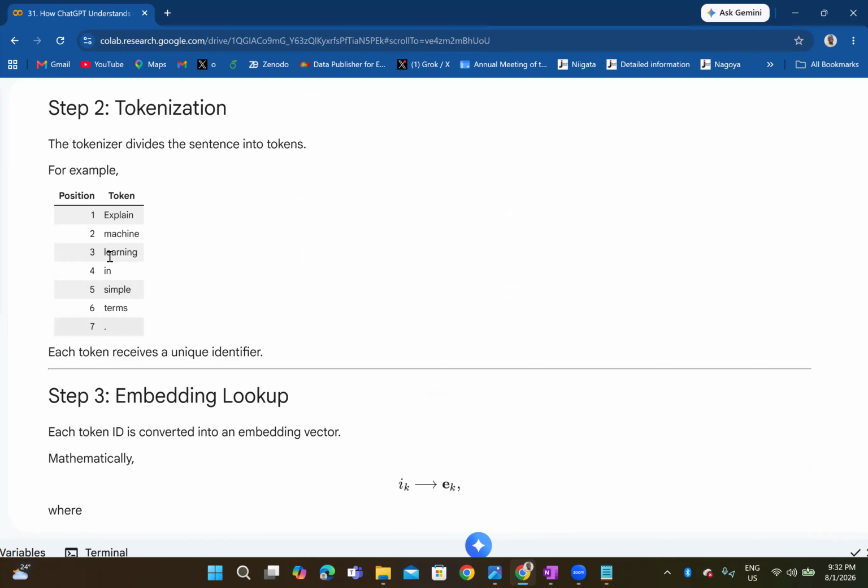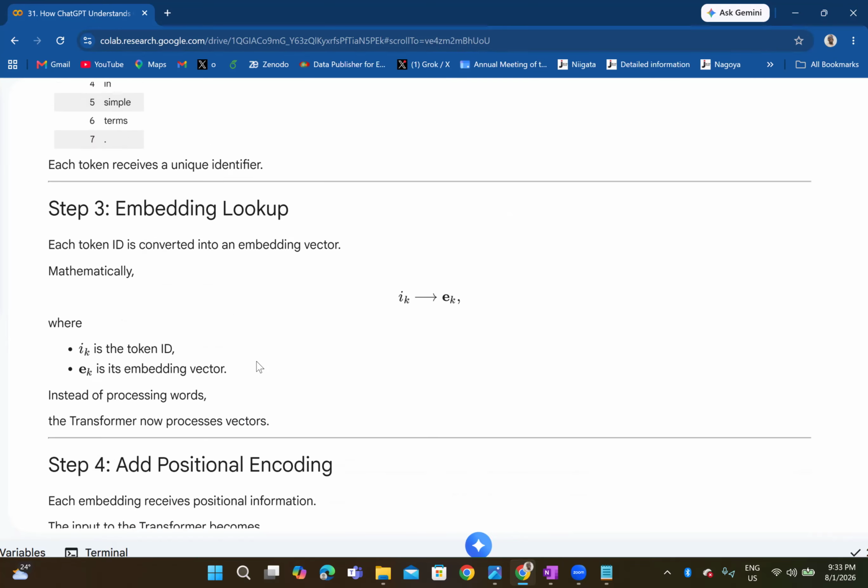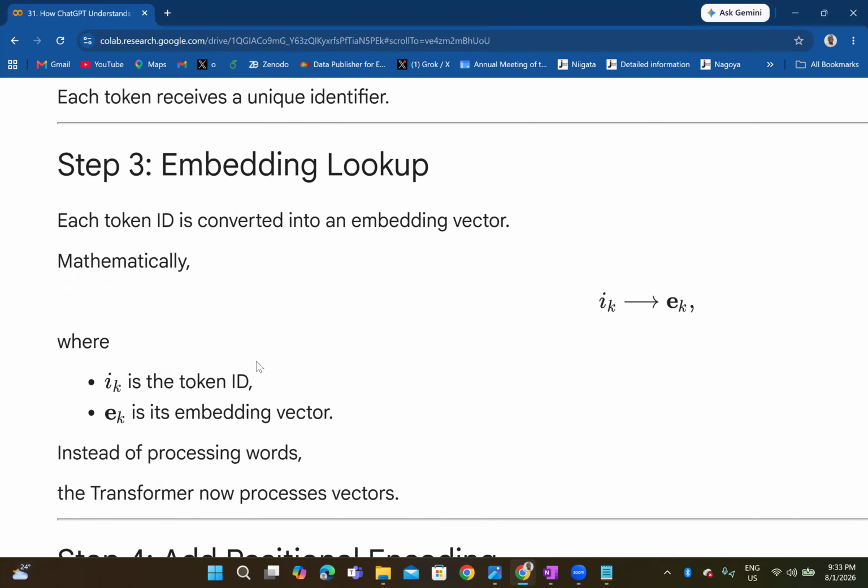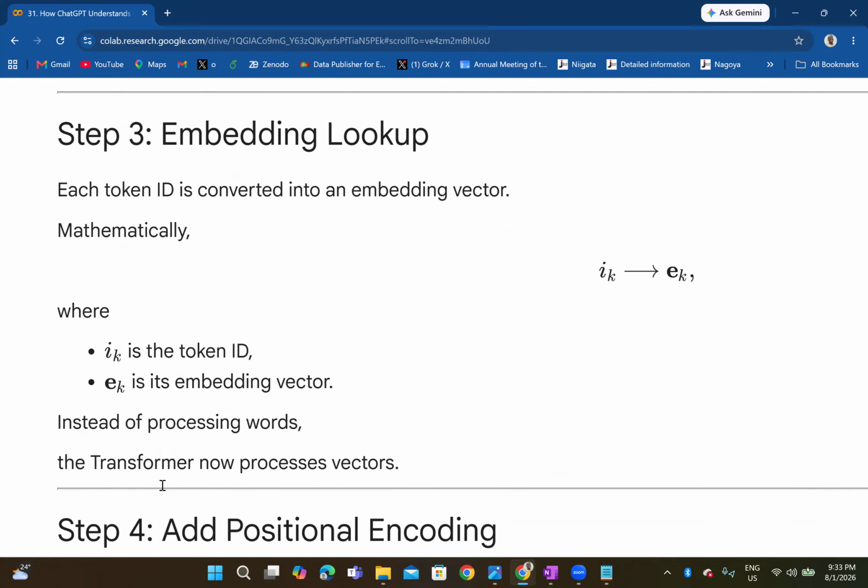So explain machine learning in simple terms. Let's say each word is a token and the full stop is also a token. Each token receives a unique identifier. Once each token is given a unique identifier, you then have the embedding lookup. Each token ID is converted into an embedding vector. Mathematically, I_k is assigned E_k, where I_k is the token ID and E_k is its embedding vector. So instead of processing words, the transformer now processes vectors.